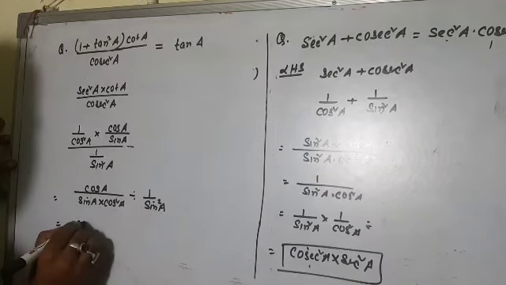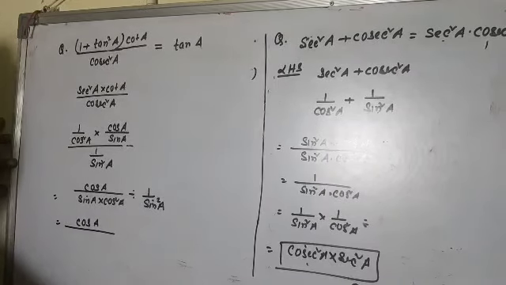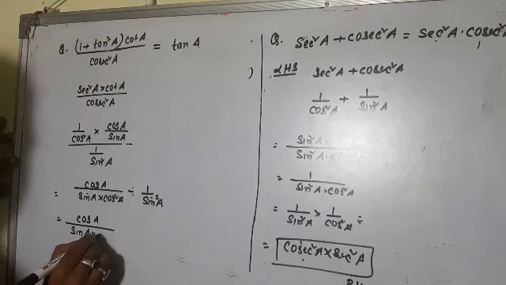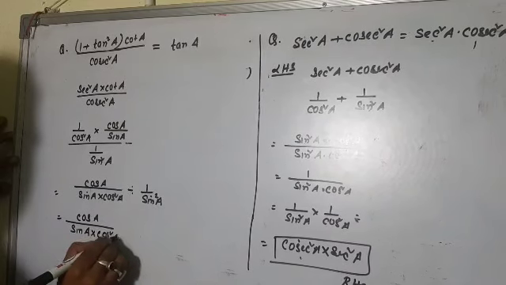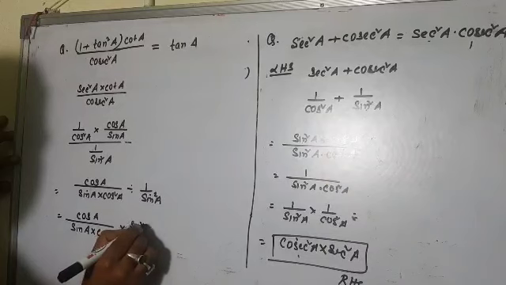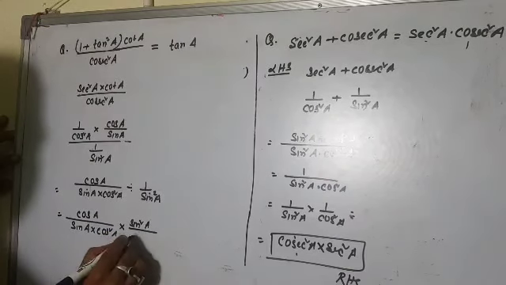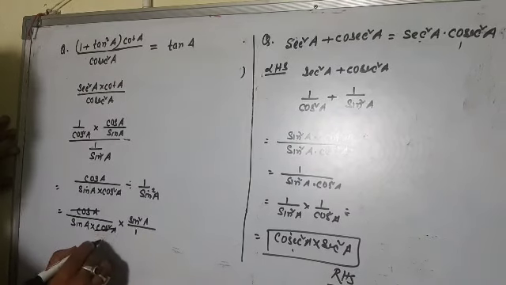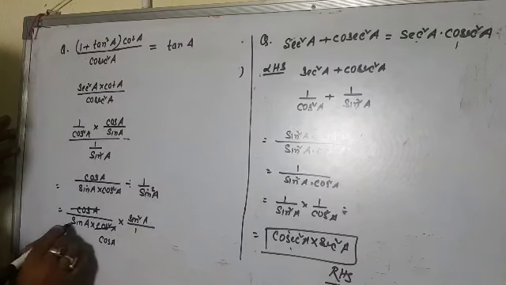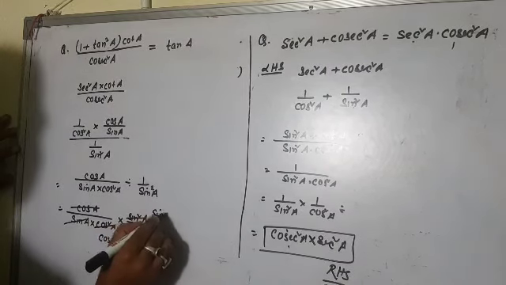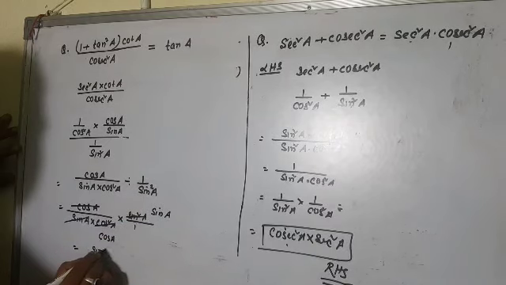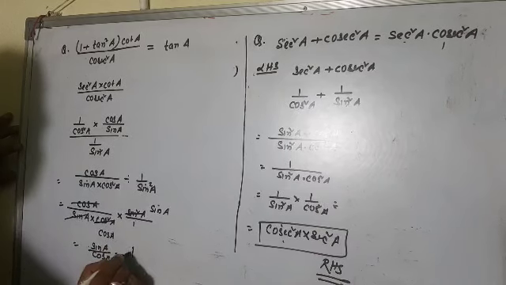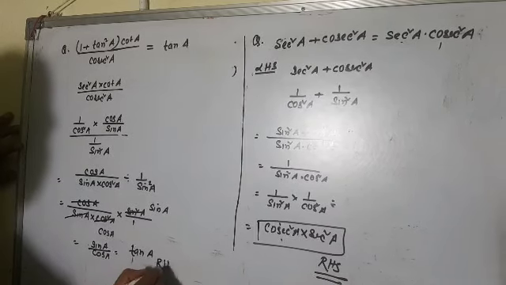So this is cos a by sin a into 1 by cos square a, and this one into sin square a by 1. So let's see, cos a and cos square a cut, so 1 cos a is remaining here, and sin a and sin square a cut, so 1 sin a is remaining here. So that means sin a by cos a, and sin a by cos a is known as tan a. So that is your RHS.